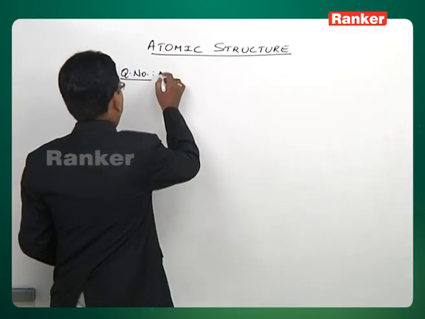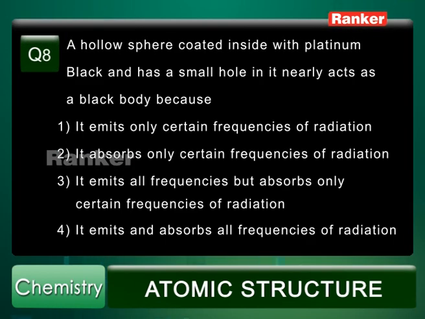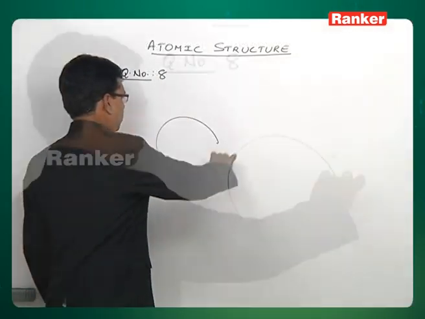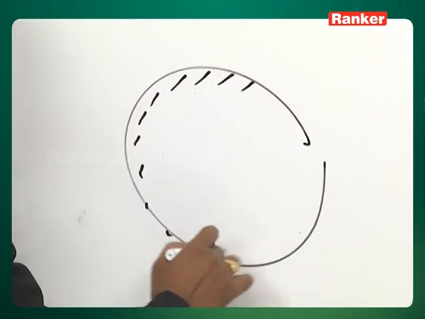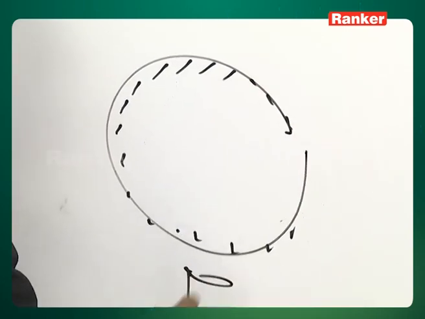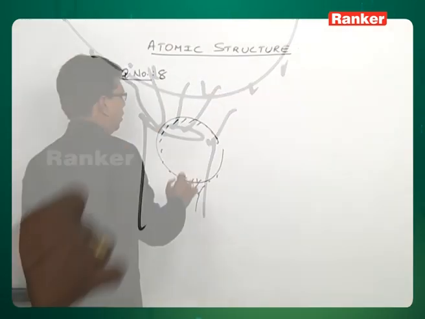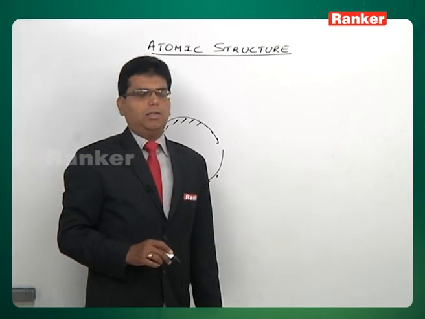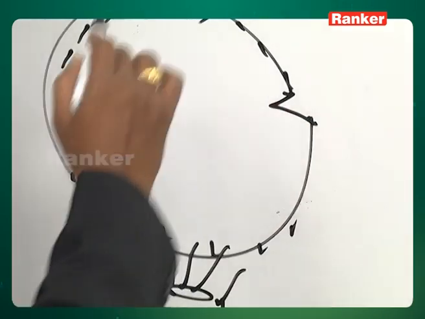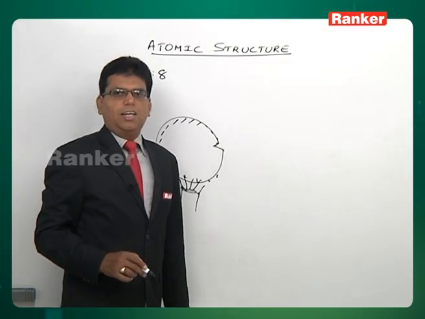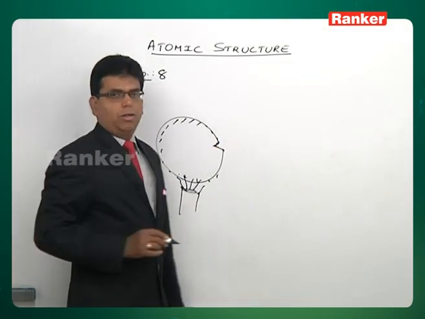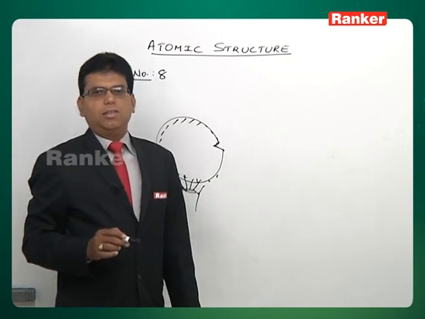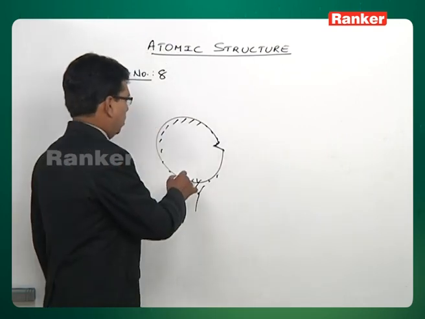In question number 8, this is again a conceptual question regarding black body radiation. It says a hollow sphere coated inside with platinum black, when heated, is what we call a black body. A black colored hollow sphere coated inside with platinum black and with a small hole is nearly a black body.